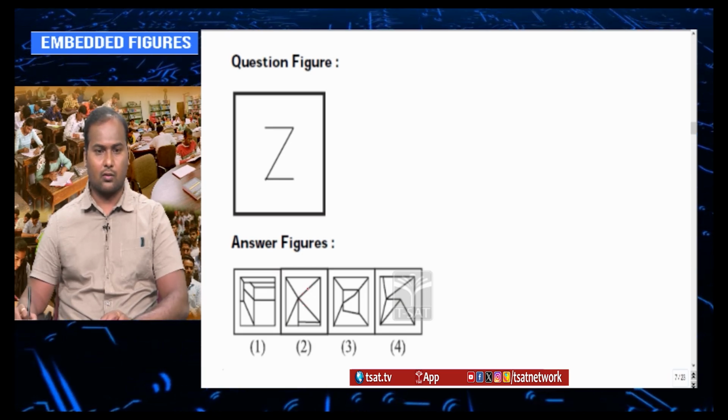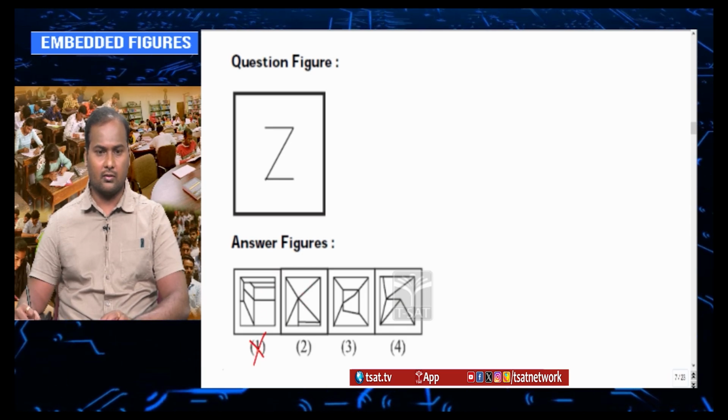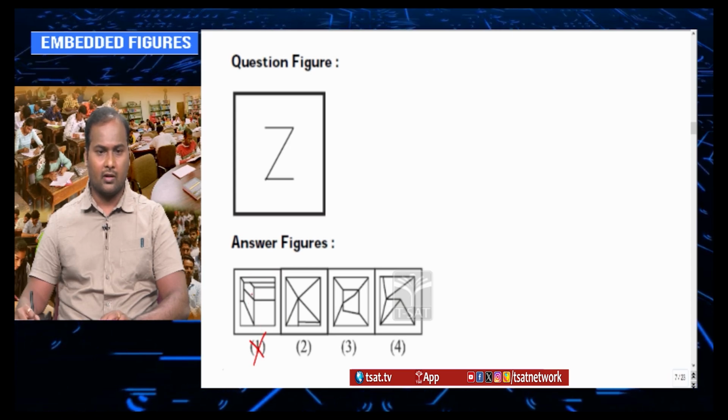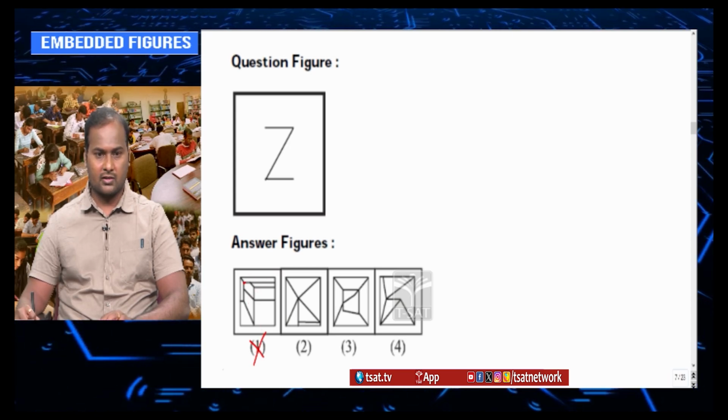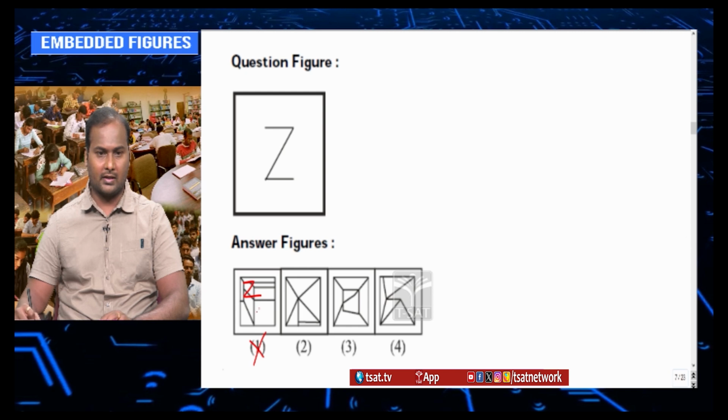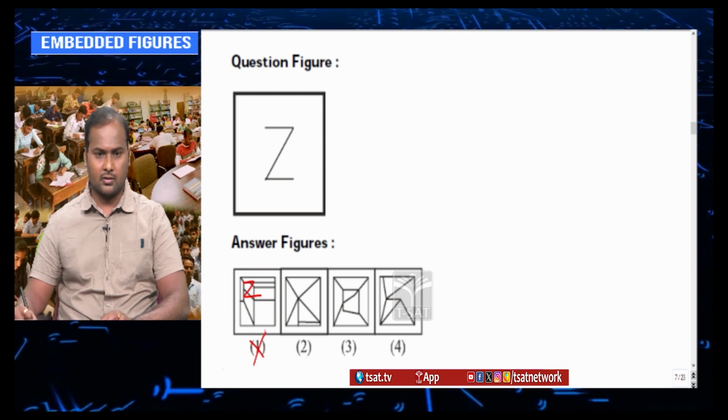So let's check whether the Z is possible anywhere. In option 1, it is not possible anywhere. I can't start in any one particular place. For example, I can start like this, so there is nothing like this. So I can directly eliminate option 1.